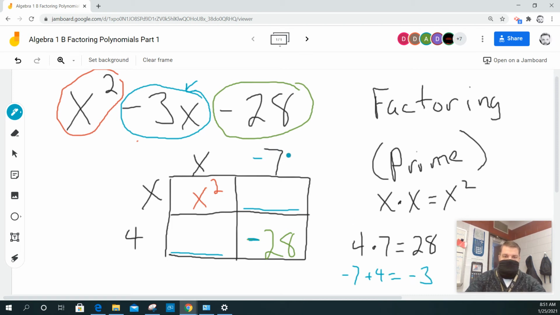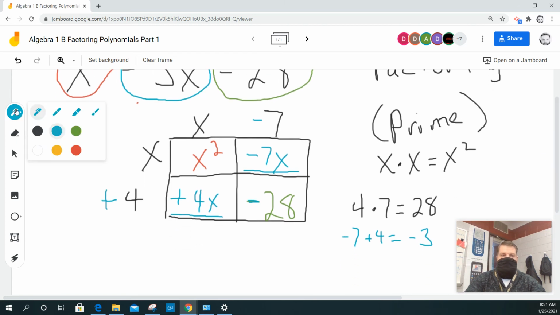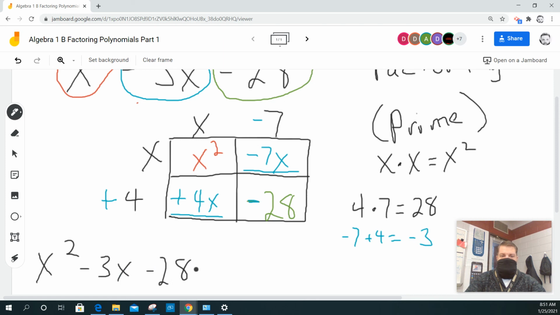But I still got to multiply. So negative 7 times x is negative 7x. And then if this is a positive 4 times x is a positive 4x. And negative 7 times positive 4 does give me the negative 28. So what I've done is I've factored this. I have found out that x squared minus 3x minus 28 is the same as x minus 7 times x plus 4. And that's all we have to do. Okay?